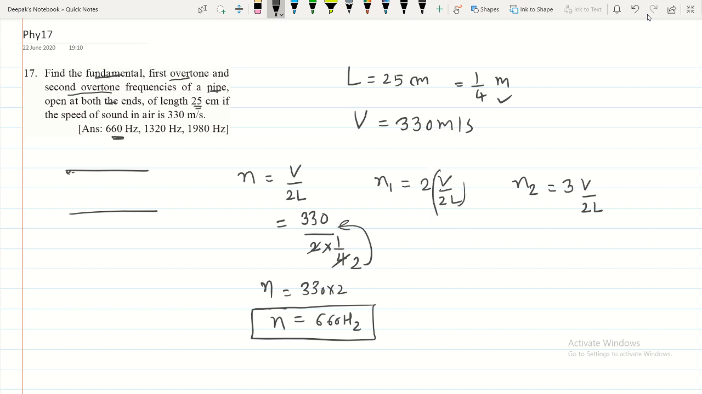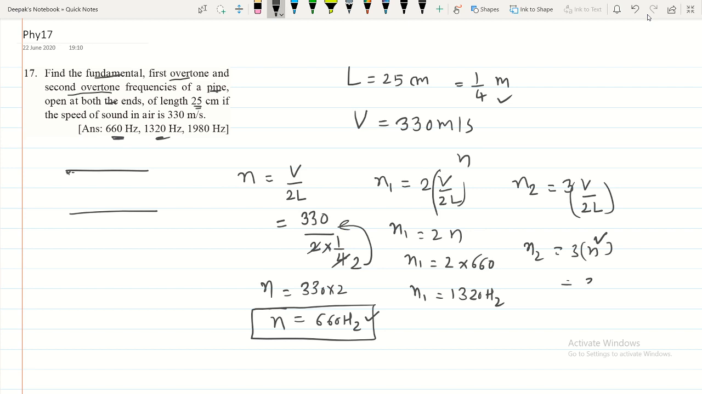Now you can place the value of n over here. So n1 will be equal to twice n, that is 2 into 660 hertz. 2 times 660 is 1320. So n1 will be equal to 1320 hertz. So this is the frequency of the first overtone. So that is the answer. Now next, n2 will be equal to thrice n, because V upon twice L, this factor, is equal to n. So 3 into 660 is equal to 1980 hertz. So this is the solution of this whole problem.